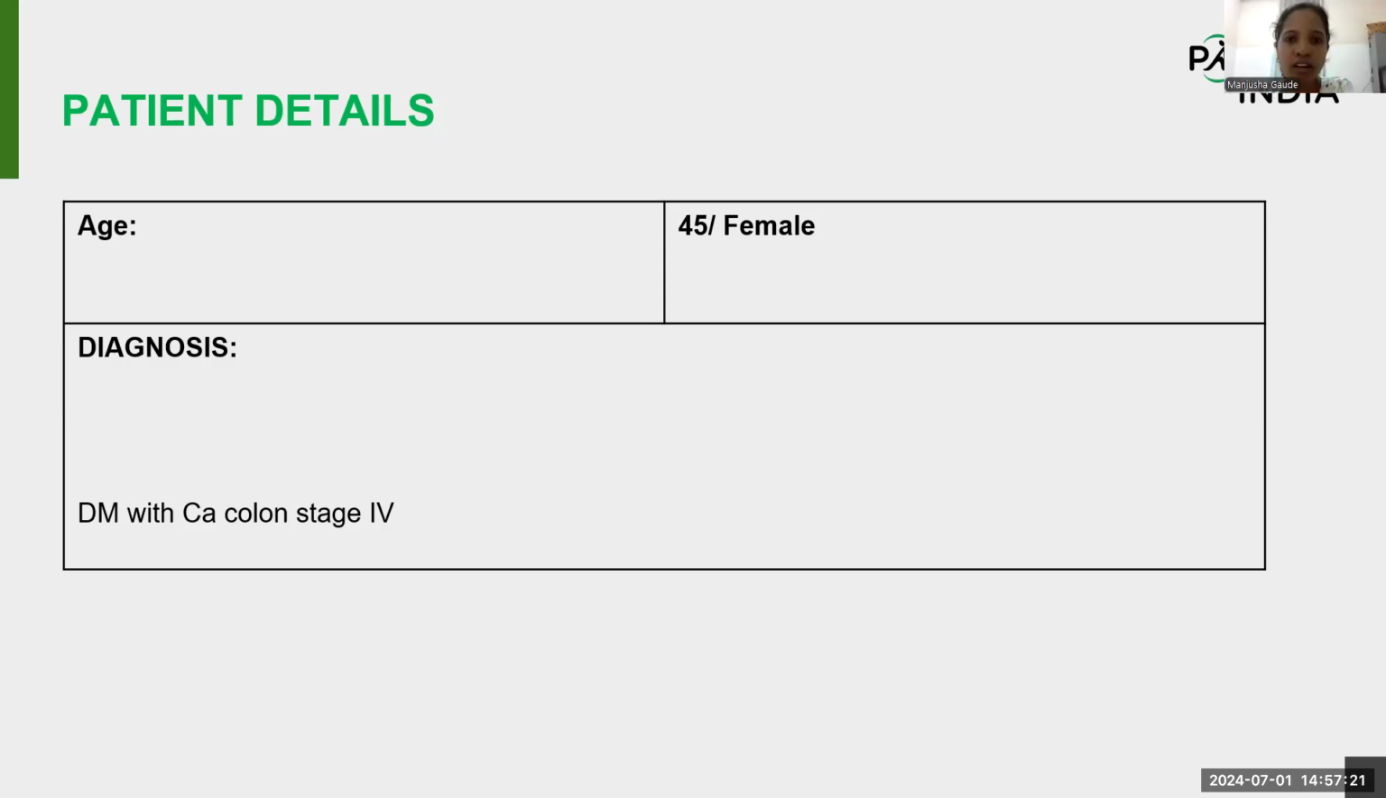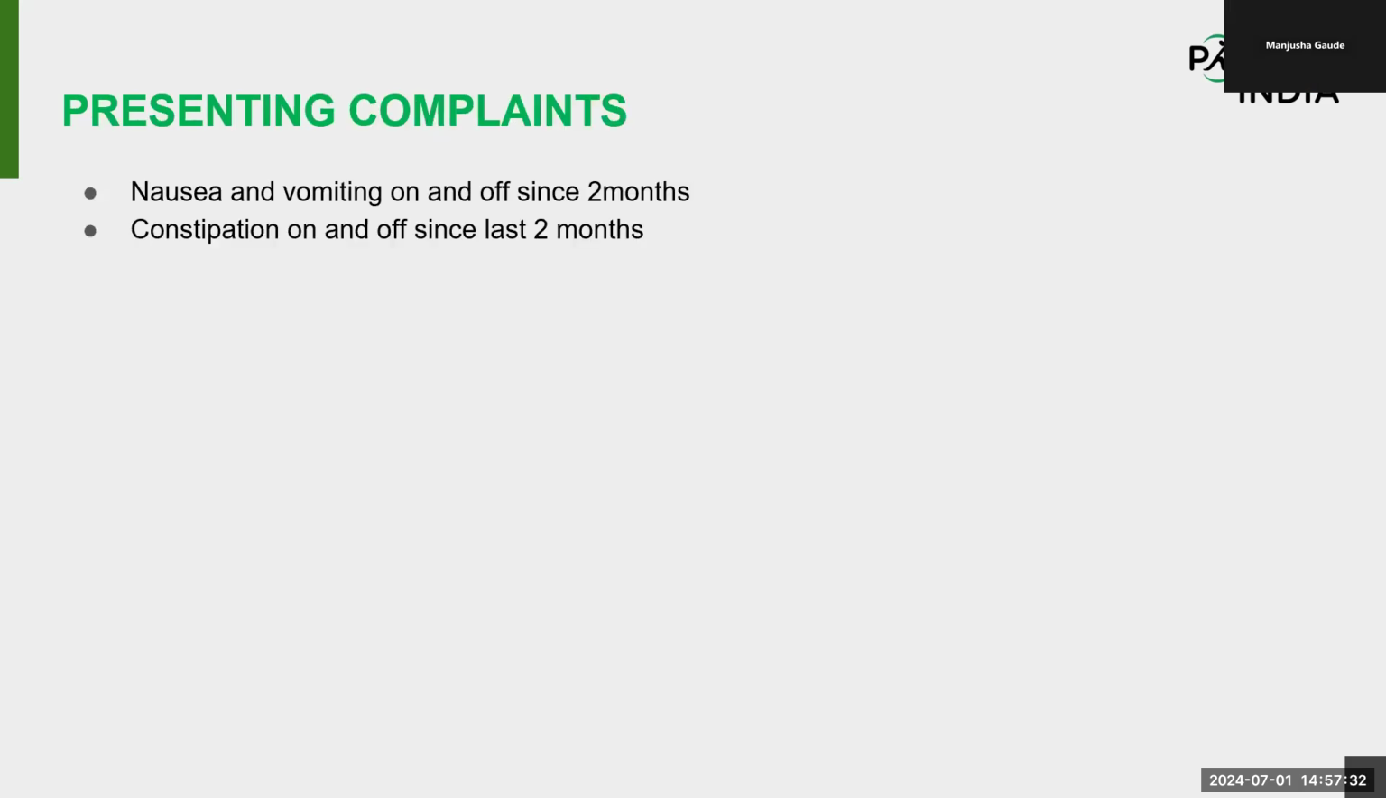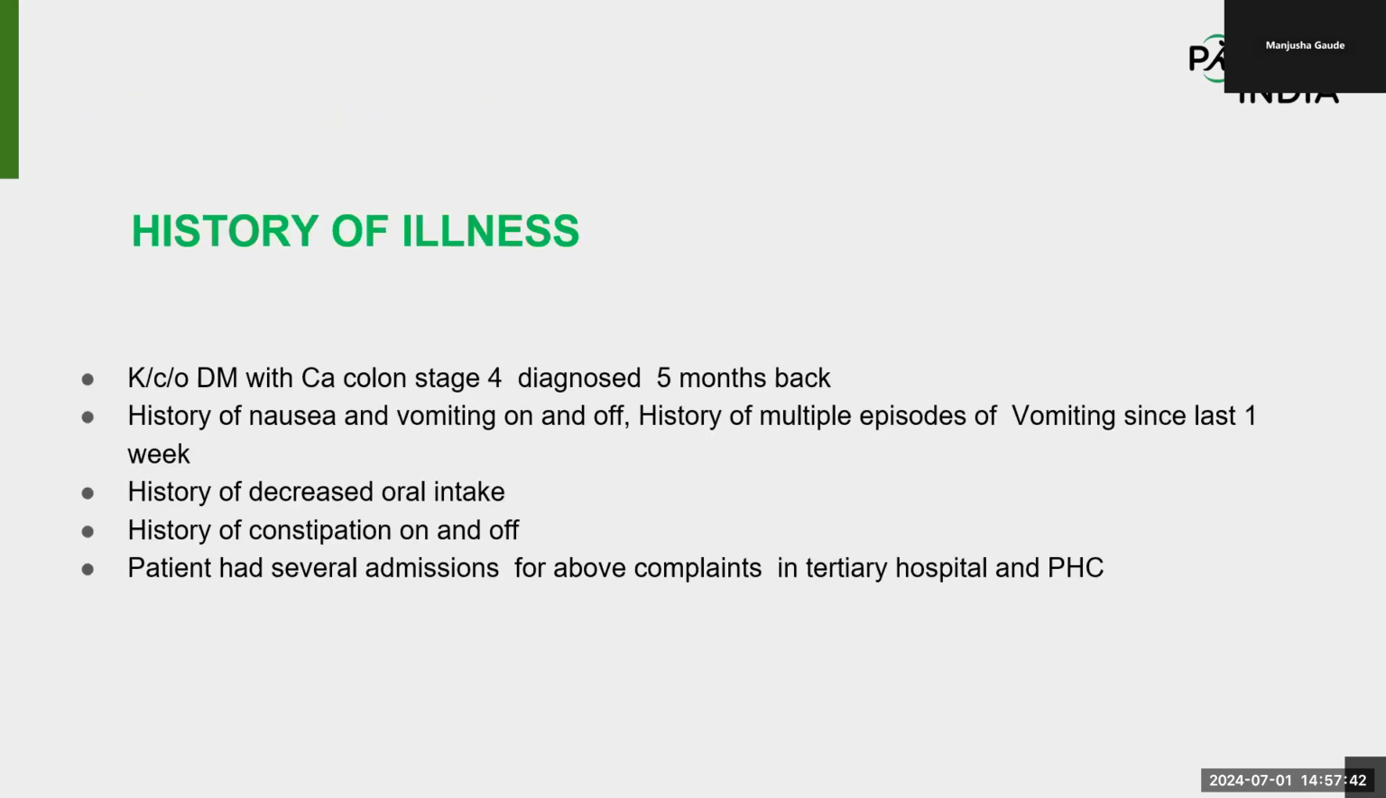My patient is a 45-year-old female, a case of DM with CA colon stage 4. Presenting complaints are nausea and vomiting on and off since 2 months, and constipation on and off since 2 months. Next.